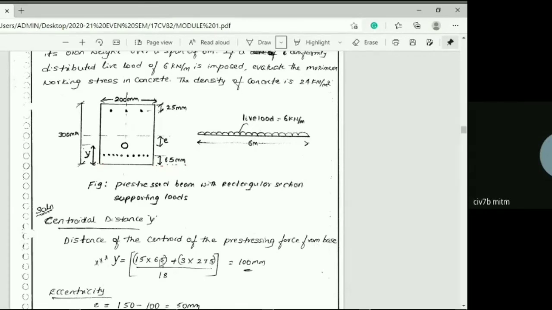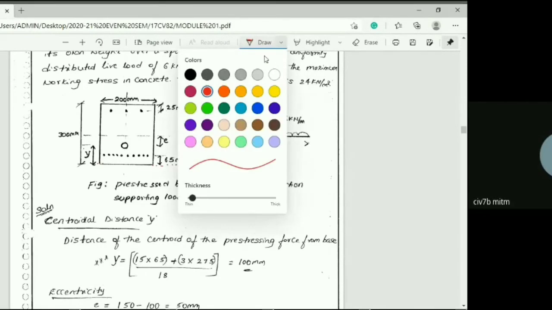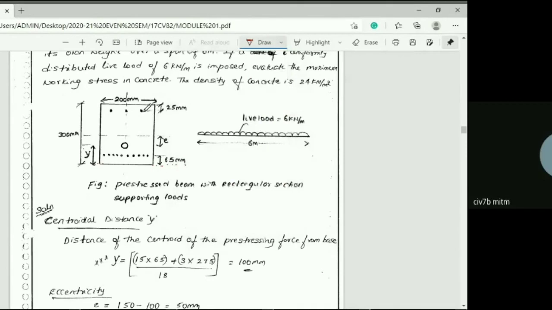So 15 wires multiplied by 65, plus the topmost 3 wires multiplied by a distance that should also be measured from the base. How to measure that? Look here: the total depth is 300 millimeter, and the distance of these wires measured from the base is 275 millimeter. Is it clear?